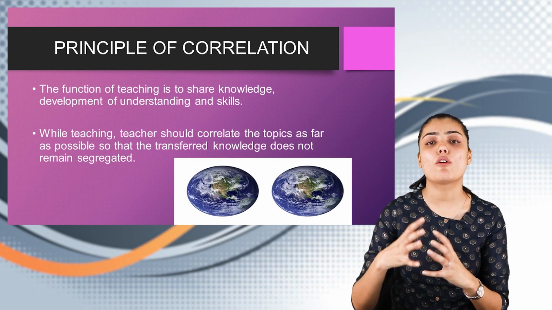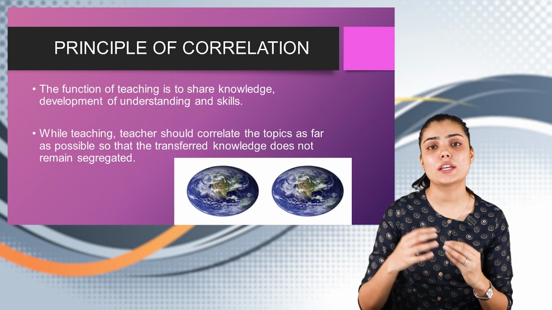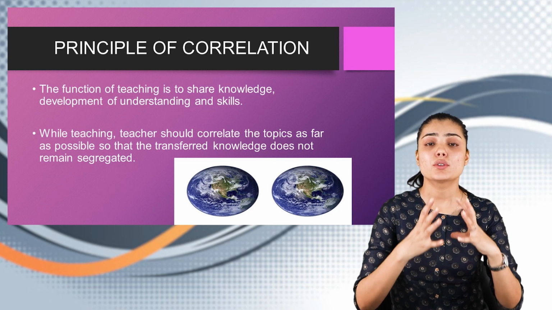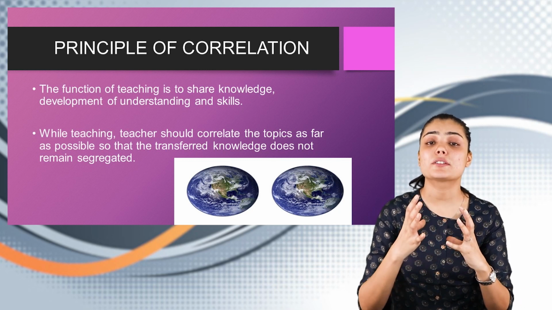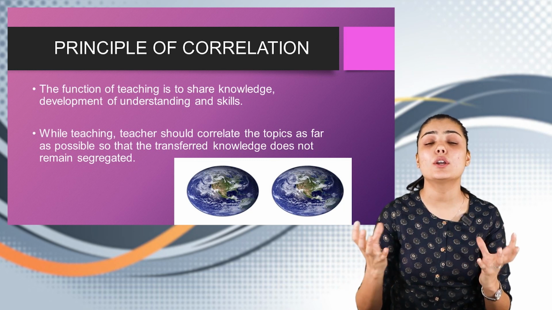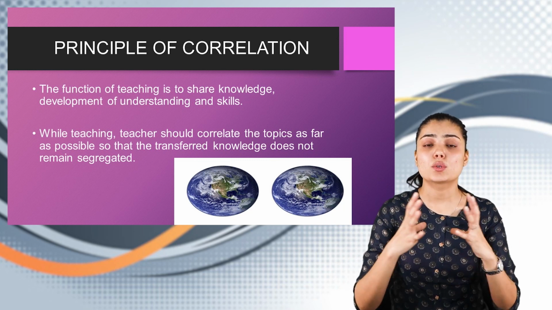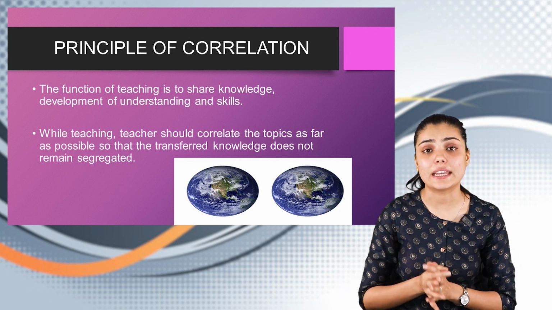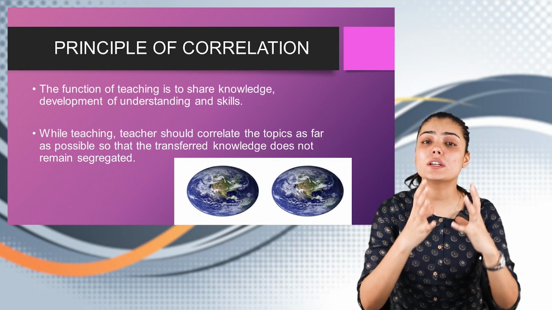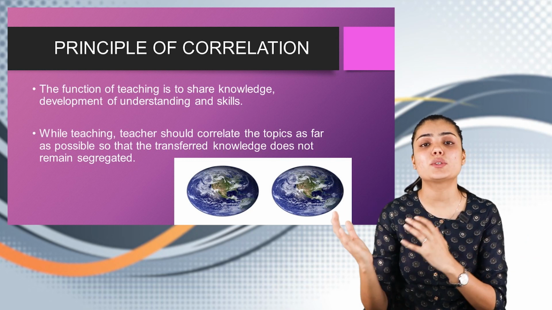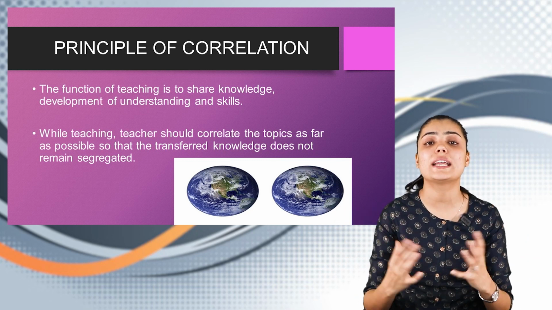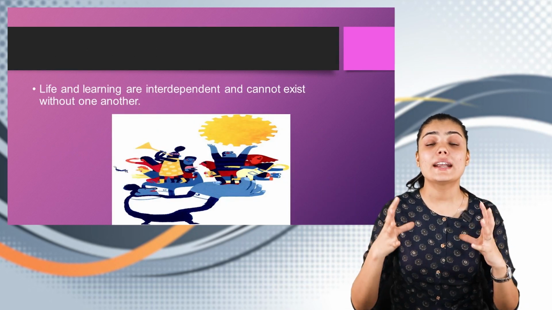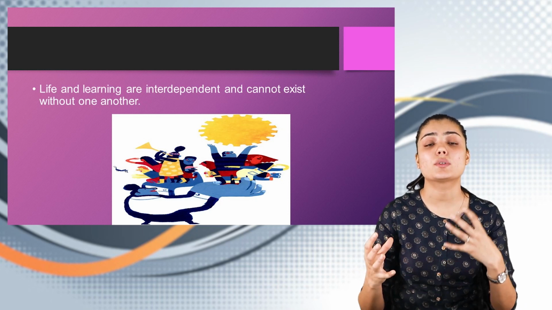Next, we have the principle of correlation. Now, the function of teaching is to impart knowledge, right? To understand and teach certain skills. So, during the teaching process, the teacher must make sure that the teacher correlates the topic as far as possible, so that whatever knowledge was transferred to the student earlier must not remain segregated. Right? For the knowledge that was transferred to not remain segregated, the teacher must try to correlate the topics, must try to correlate the content that is being taught. Now, life and learning and the teaching process are interdependent and they cannot exist without one another.